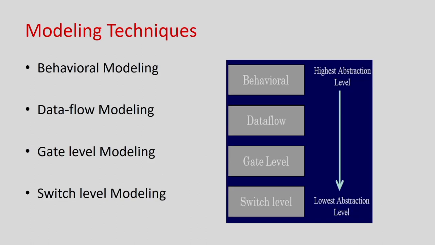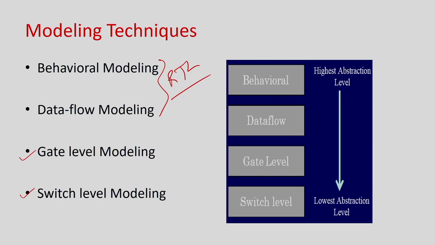As I mentioned, you have different abstraction levels in your design, and you can develop things at different abstraction levels, like switching level, gate level, and data flow and behavioral modeling combined, which is called RTL, register transfer level. Whenever you try to develop something in register transfer level, you have to use both the conventions of behavioral modeling and data flow modeling. And as I mentioned, this is the most abstract level, right? This is the most abstract level.